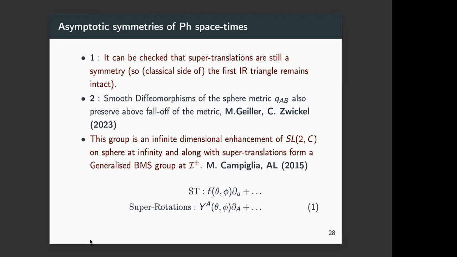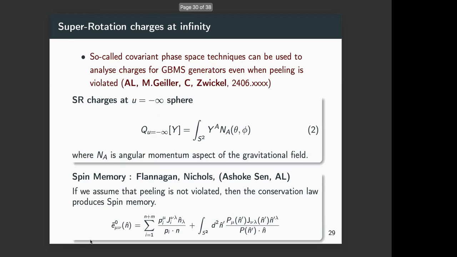And these diffeomorphisms, which are also sometimes called super rotations because they are an enhancement of rotations, are basically parameterized by vector fields on the sphere at infinity. Now, if you want to understand if their corresponding charges and conservation laws give us these new event shapes, we have to compute charges using some techniques which are called covariant phase space, but things become very, very hard because this spacetime, this metric, has these log branches, etc. But it can be done.